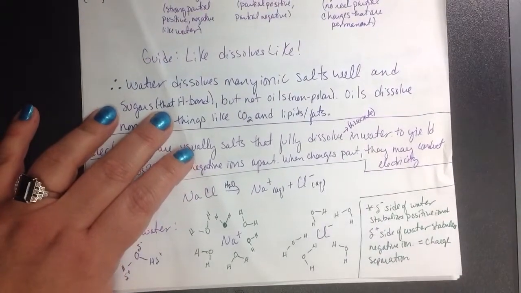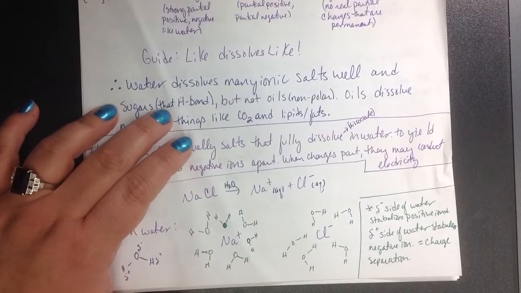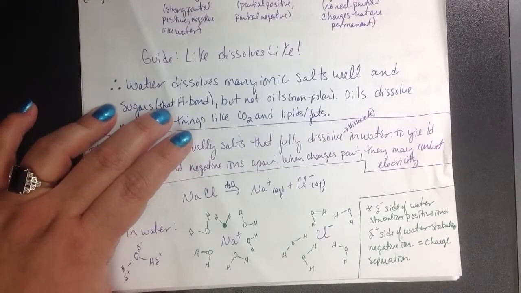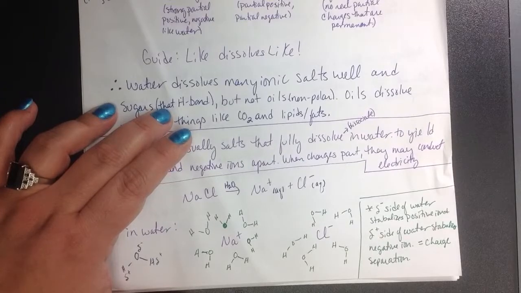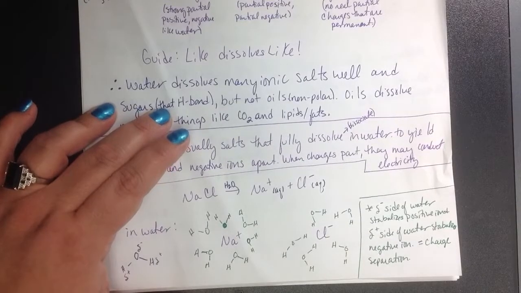Now, not everything separates like that. Sugar, for example, is a covalent compound. It doesn't have an ionic compound. It doesn't have a positive negative. It does hydrogen bond, and that's the reason why water will dissolve sugar.